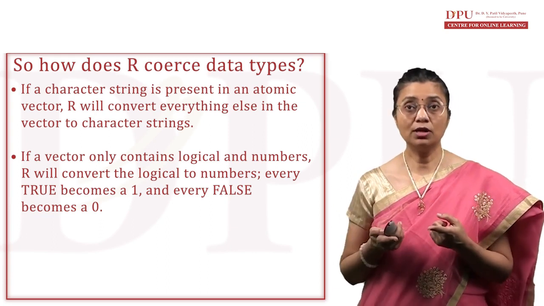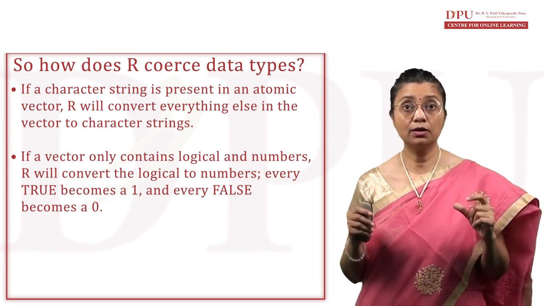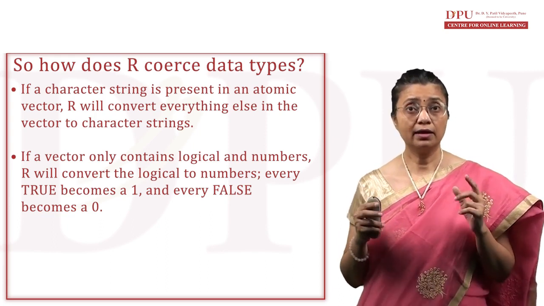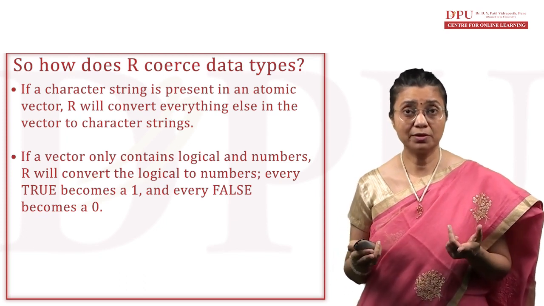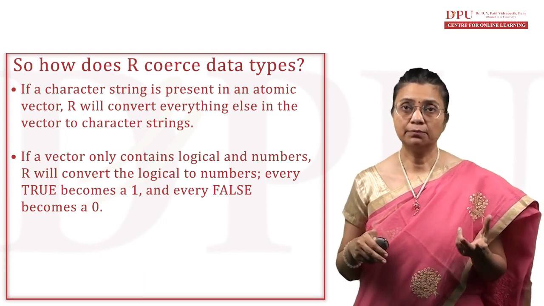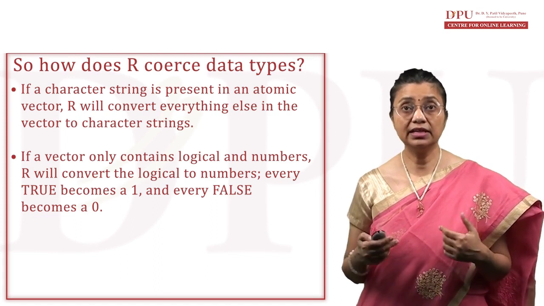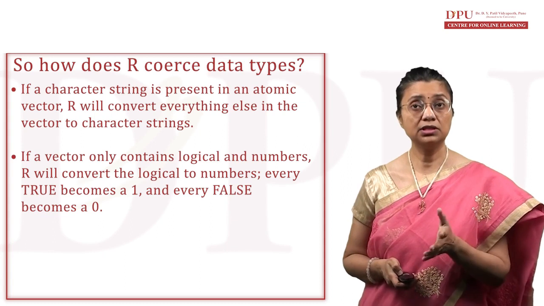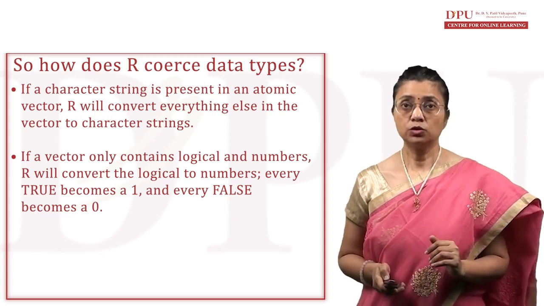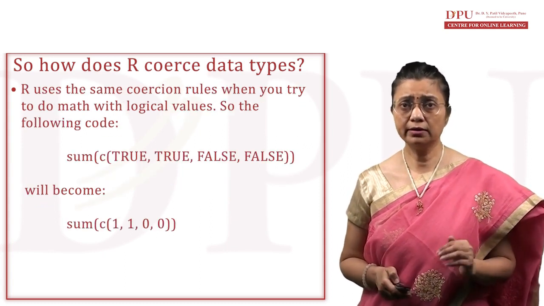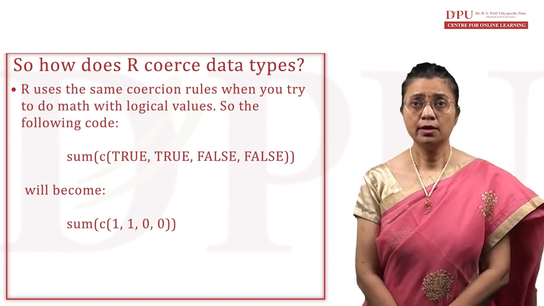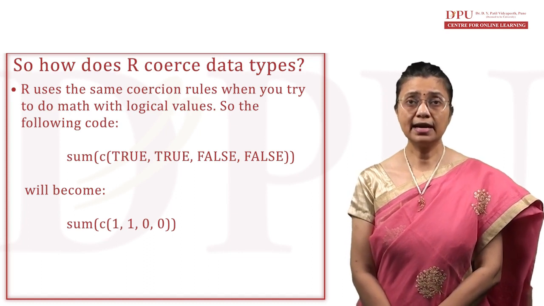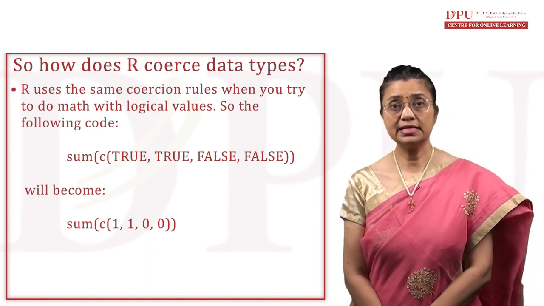So if I see all the values in totality in a particular vector, I will find that if different data types are present, for example logical and numbers, then everything will be converted to numbers, and it will convert the logical data into 1 and 0. You can see over here R uses the same coercion rule when you want to do maths with logical values. Let's have a case of this code and see what happens.